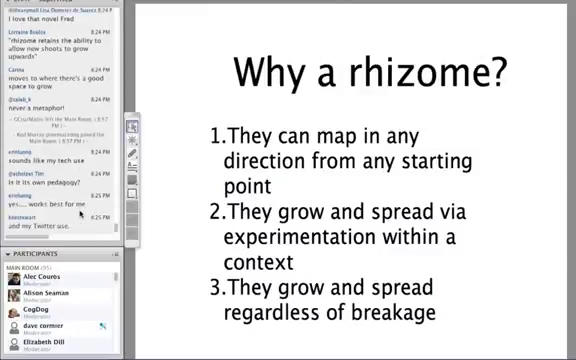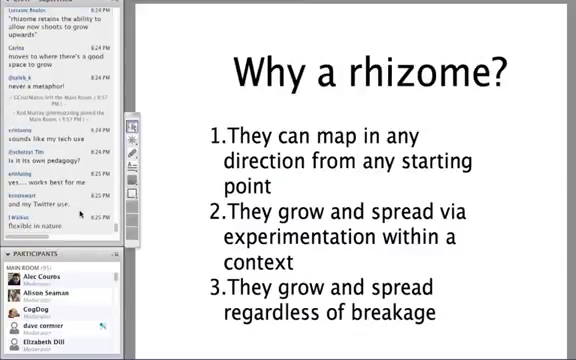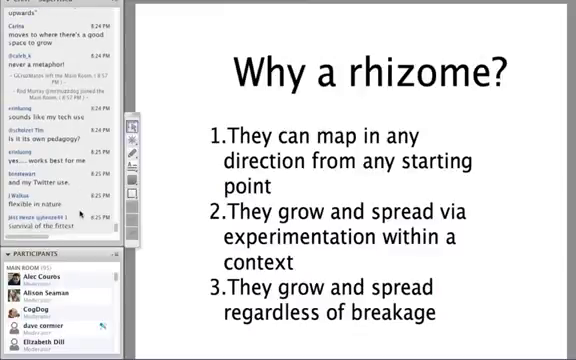The other thing is that they don't need to be predefined. They don't need to have a single path, right? So no matter how you break them, no matter how you deal with them, they keep on growing, right? It's not a set linear narrative path, right? And that's also another quality of the rhizome that can be really useful.